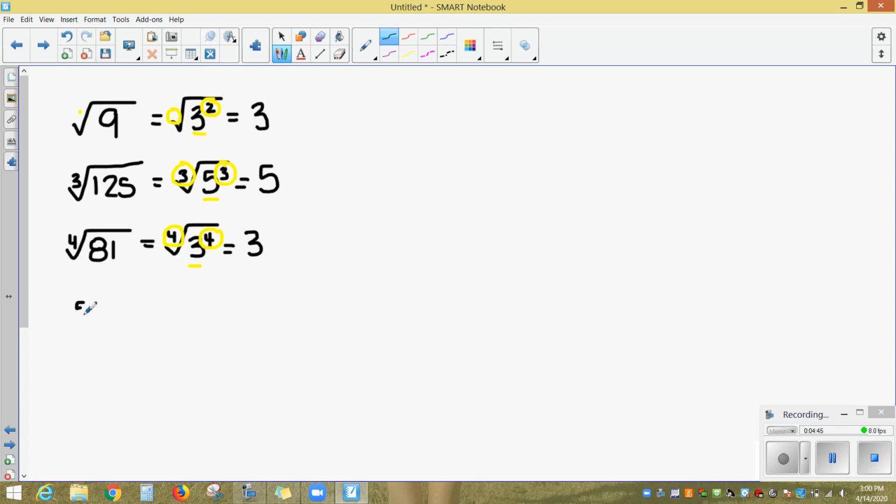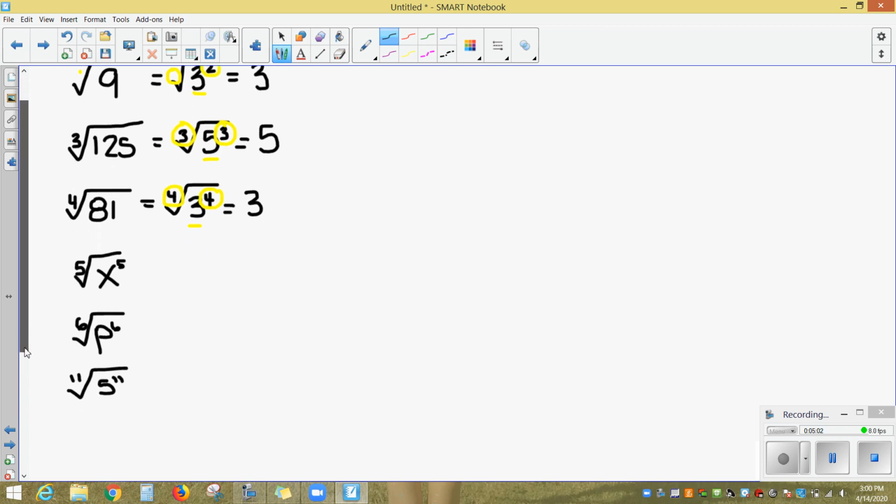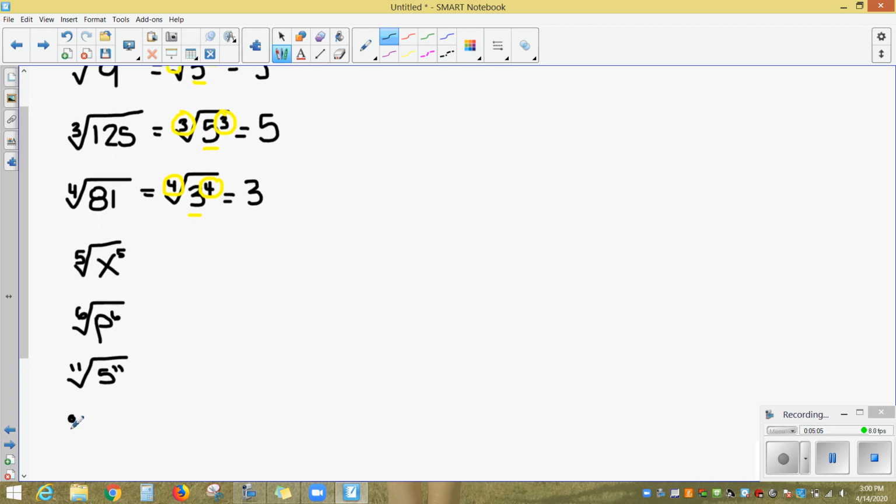Meaning if I ask you to tell me the 5th root of x to the 5th, or the 6th root of p to the 6th, or the 11th root of 5 to the 11th power, maybe the 8th root of 11 to the 8th. And in each of these cases, since the root and the exponent match, I know that factor gets set free: the x or the p or the 5 or the 11.